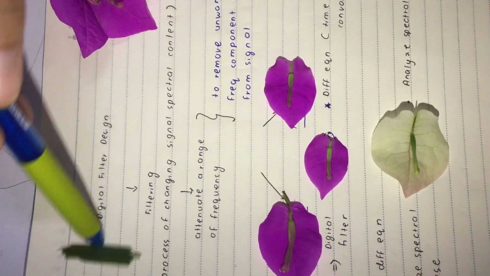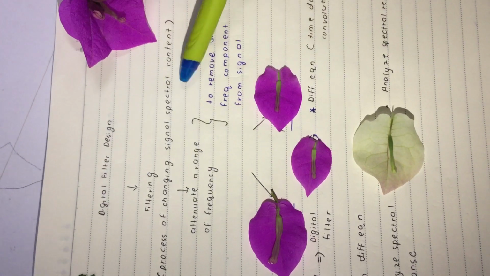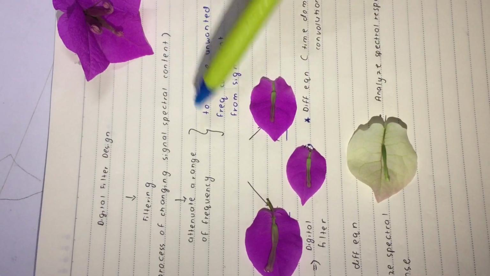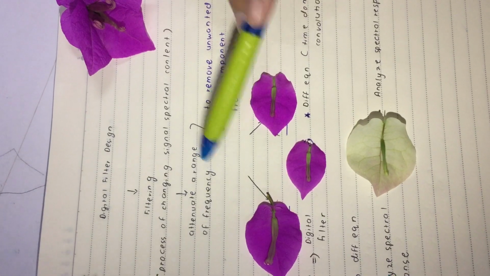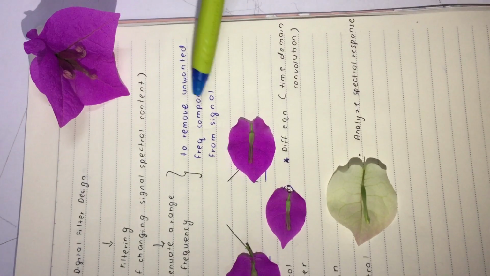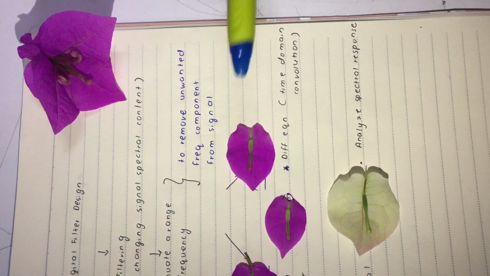What is filtering? Filtering is the process of changing a signal's spectral content, or we can say attenuating a range of frequencies, or in simple words, removing unwanted frequency components from a signal.